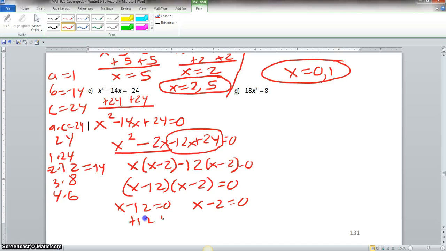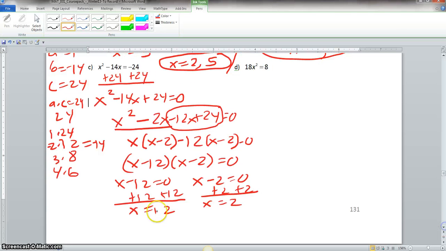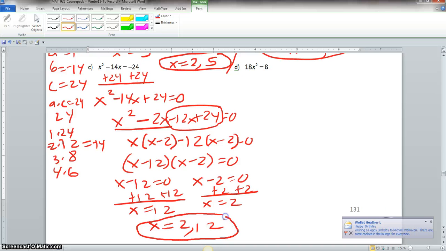So you add 12 on both sides, and x equals 12. You add 2 on both sides, and x is equal to 2. So we know our final answer here would be x equals 2, comma 12. And that's the final answer here.